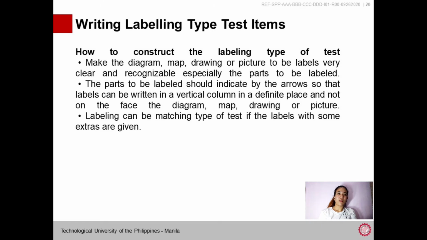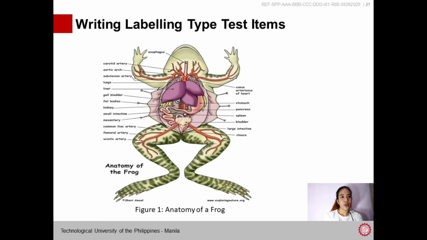So that's how we construct a labeling type of test, and we must provide a diagram that is clear to see, and words that are recognizable enough for them to read and to remember, and for them to know where they should put them properly. So we do have here an example, which is the anatomy of the frog, and as you can see, this is a good example because the words here are readable and the picture itself is recognizable.